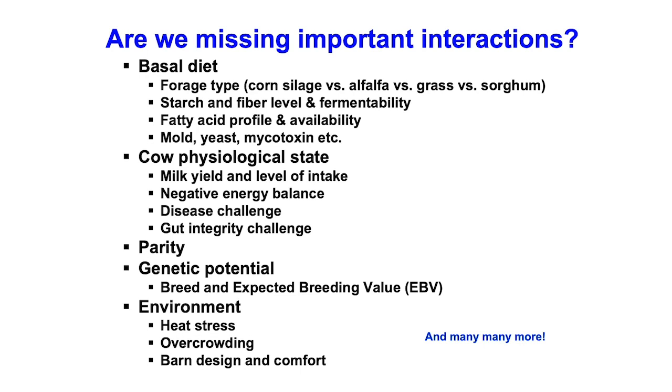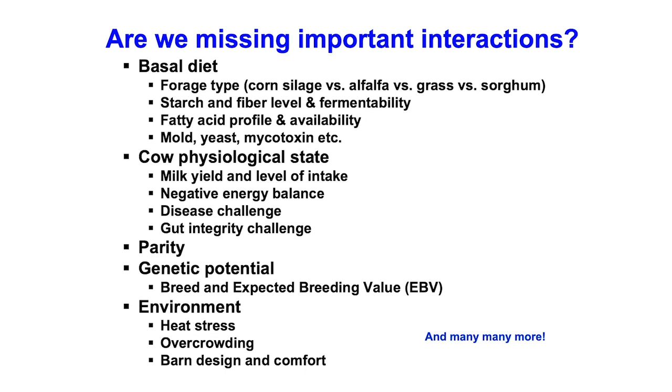So a lot of things could go in on that disease side. Parity: 40% of our cows are first lactation, but we mostly exclude those from our experiments on our research farms, or at least we don't test those interactions very well. Genetic potential: I'm going to show some of this data. I think this is really interesting.